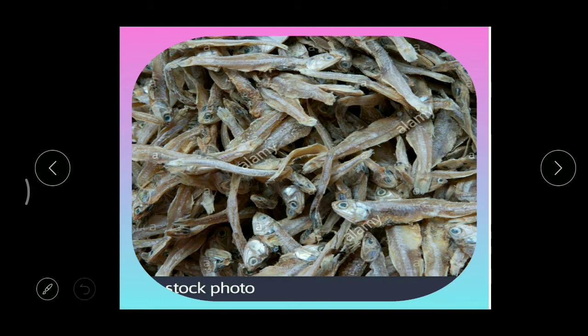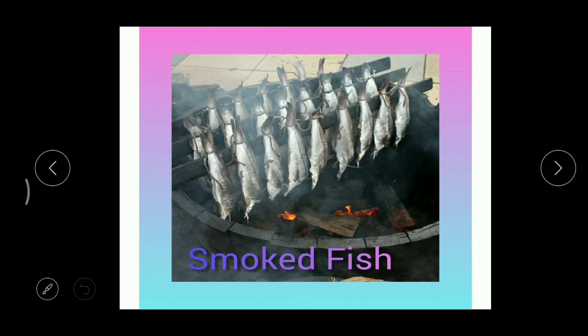So drying is one method, and another one is this fish. What do you call this kind of fish? A smoked fish. Generally, all non-veg items, especially meat, can be preserved by using this smoking method. This method is called smoking. Here, we make a fire, and from this burning wood, the smoke that comes out, to that smoke the meat is exposed.